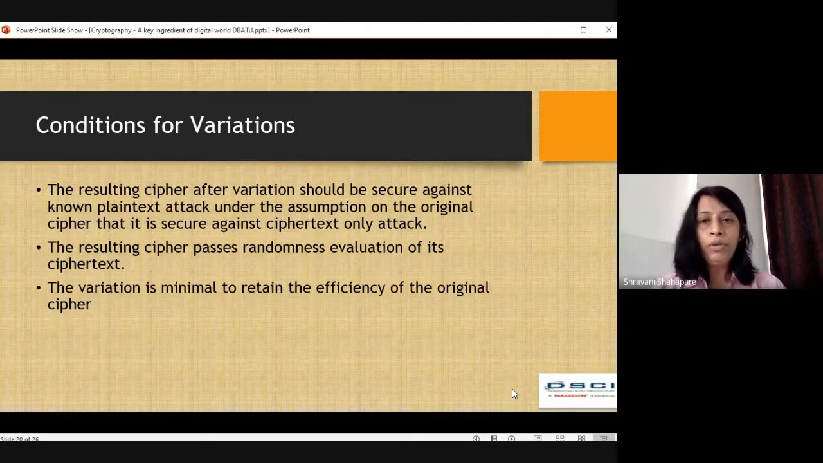Before going to that, we will see the conditions for the cipher we are using for embedding. I'll explain what I mean by embedding, but first we'll see the conditions. The cipher we are using should be protected against the ciphertext attack. But when we embed it, it should be protected against the known plaintext attack. It should pass the evaluation test, and it should retain the minimal efficiency of the original. I'll explain this slide very simply.